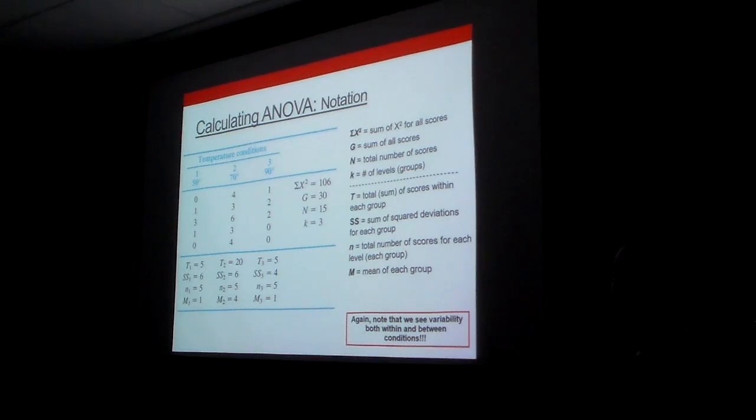Again, noting that within this, we're seeing variability both within and between conditions. Here is our between variability, 1, 4, 1. Here, here, here, this is the variability that we're seeing within groups. If everybody's receiving the same treatment, and treatment is the only thing that's driving stuff, this is just error. Differences that we see within a cell are just due to random variations.